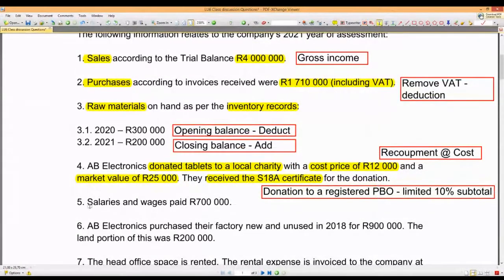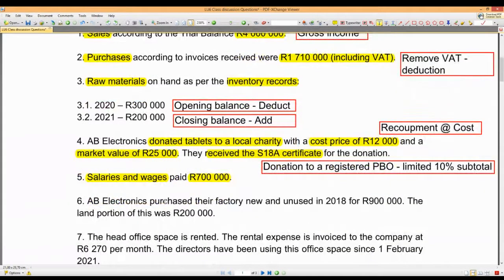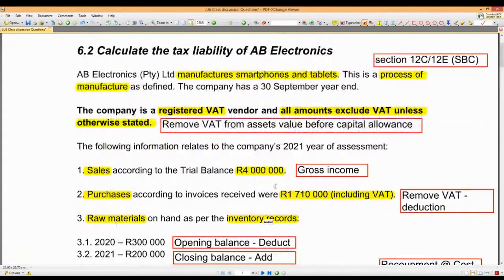Then if we continue, we can see salaries and wages was 700,000. We purchased a factory that is new and unused, okay, for 900,000 in 2018, and the land portion was 200,000. Okay, now let's quickly look at our years of assessment. So year one would have been 2018, year two, or actually it would have been 2019, because our year end was September.